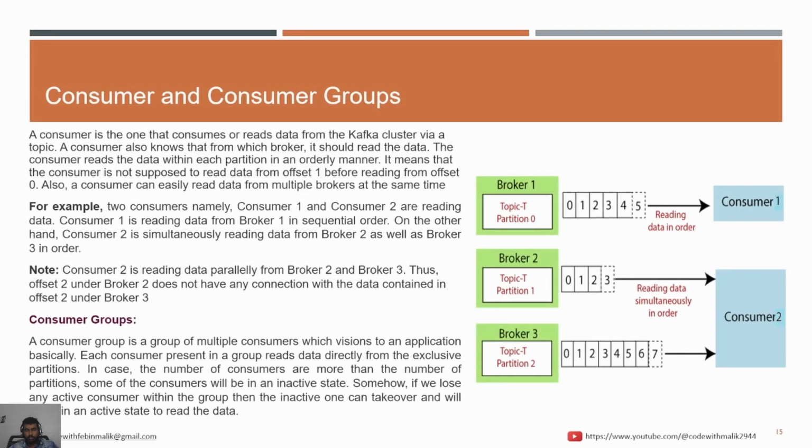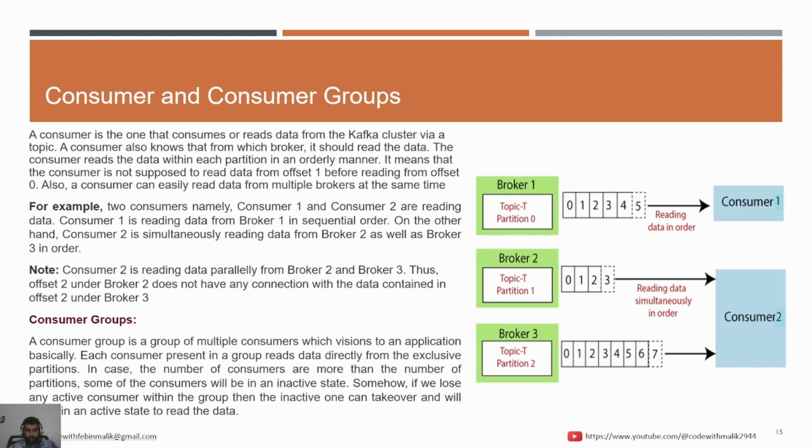Consumer and consumer groups. A consumer is the one that consumes or reads data from the Kafka cluster via a topic. A consumer also knows from which broker it should read the data. The consumer reads the data within each partition in an orderly manner. It means that the consumer is not supposed to read data from offset 1 before reading from offset 0.